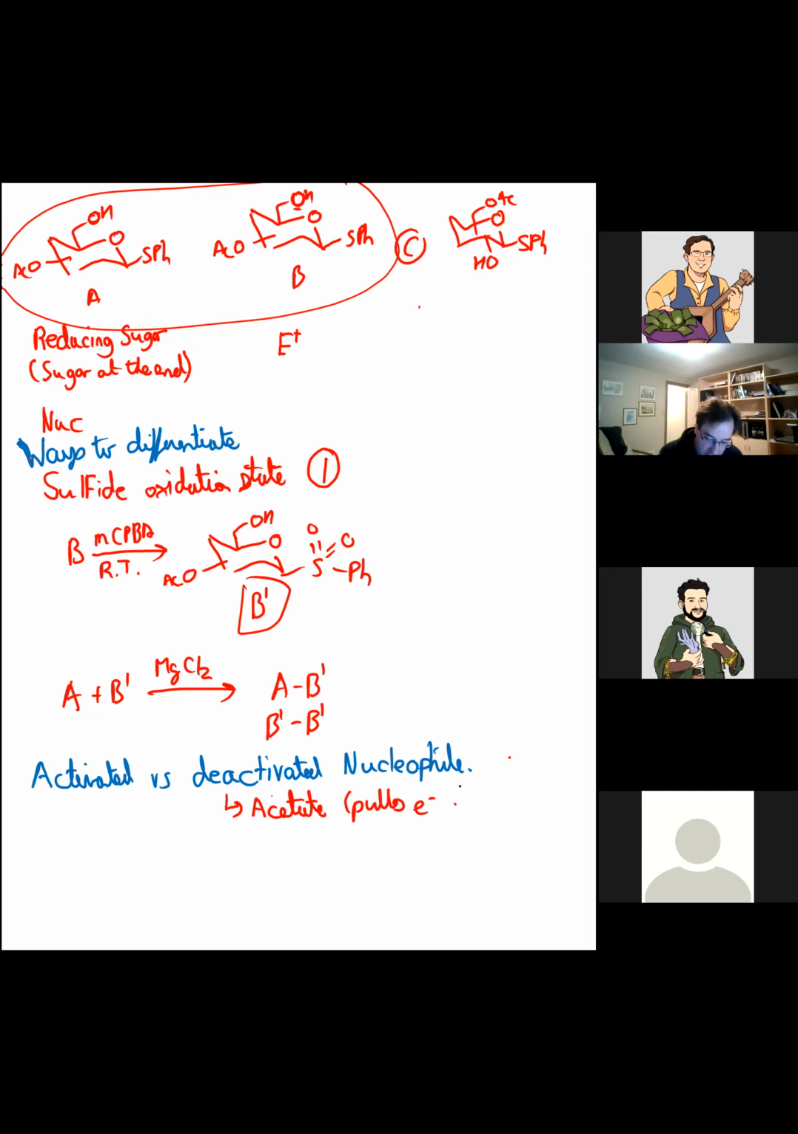So poles electron density away from any OH. Activated are things like ethers, benzyl ethers, or even better, silyl ethers, which donate electron density. So these actually become more reactive than a standard OH.